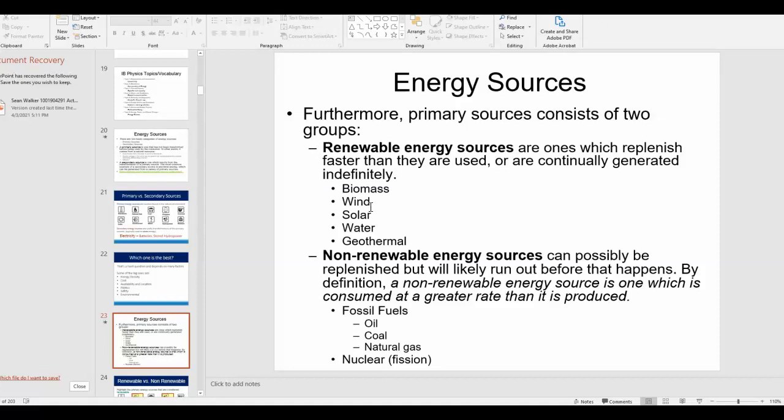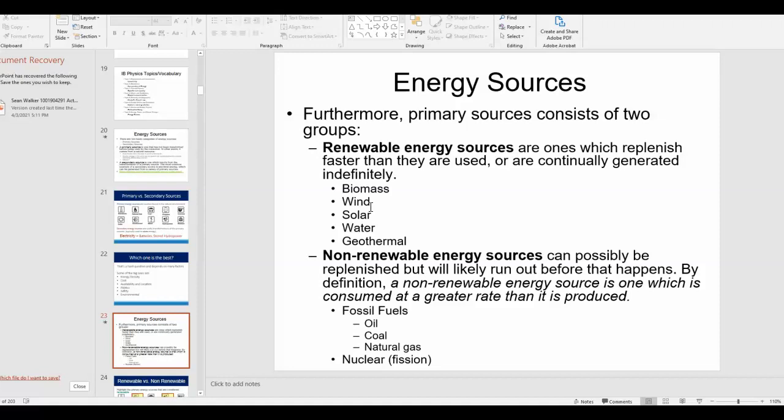But the definition of a renewable energy source is one where the energy source replenishes itself faster than it's used. Okay, it's not necessarily that there's an unlimited amount, but it can be replenished faster than it's used or continually generated indefinitely. Okay, so examples would be like biomass. When I talk about biomass, bio means life, and so basically you're talking about taking matter that was alive and burning it. So, wood could be an example of biomass. Wind, solar, water, geothermal, those are all examples of renewable energy sources.